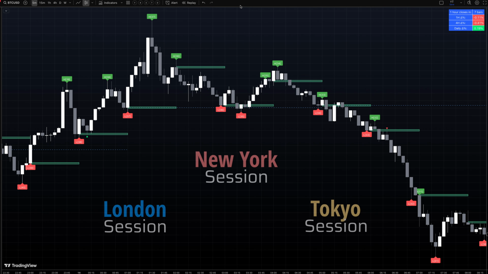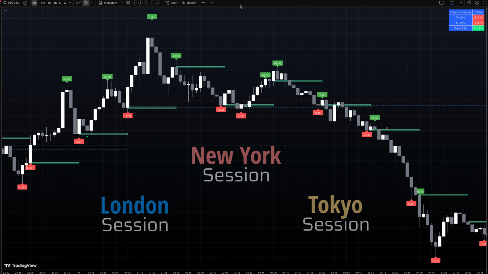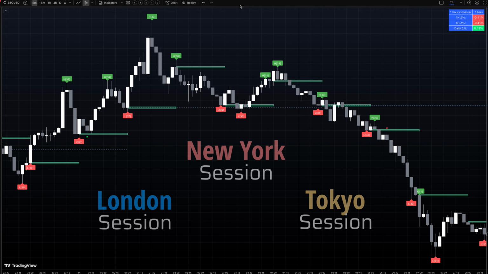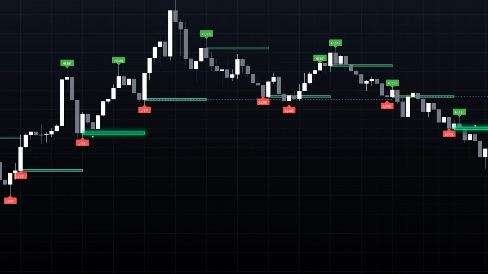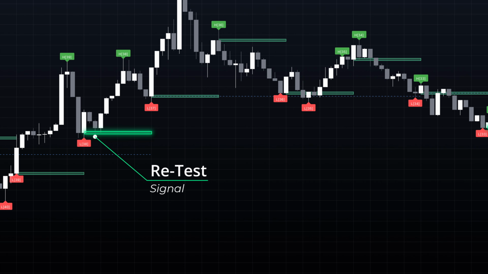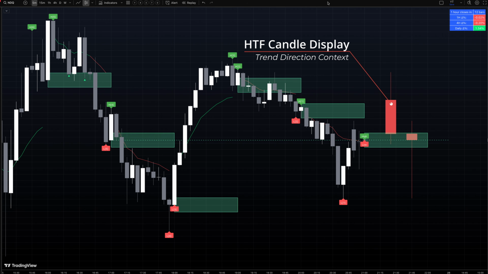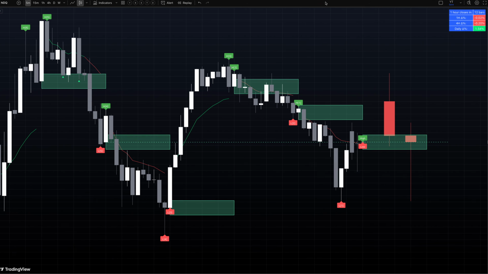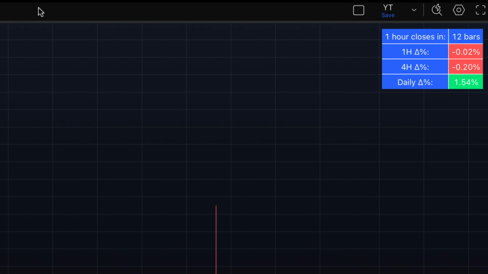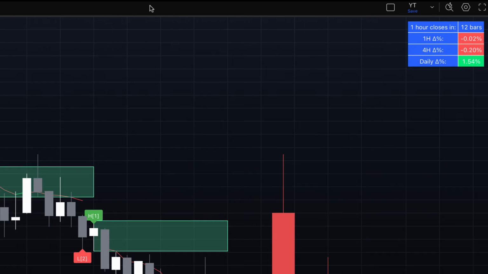The system performs well during active trading sessions, where institutional activity creates respect for hourly opens. The retest functionality captures support-resistance dynamics, as algorithmic traders and institutions often defend or challenge these levels. The higher timeframe candle display provides context for trend direction, while the hourly average line helps identify whether current price is above or below the session mean. The percentage change table offers performance metrics across multiple timeframes, enabling assessment of momentum alignment.